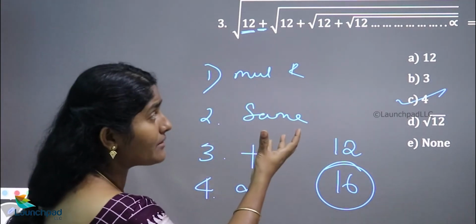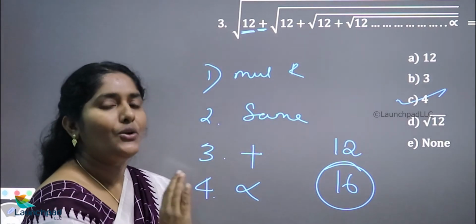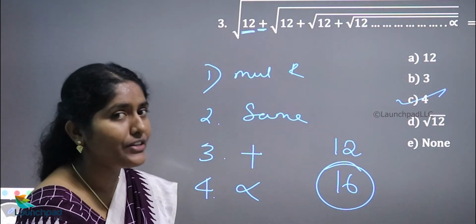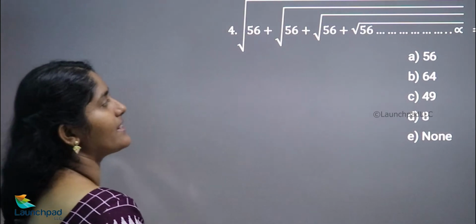You want to observe that value 12. You want to search for the next number after 12. The next number must be a perfect square. Perfect square means the square of which number? Answer 4. Okay, observe this question.